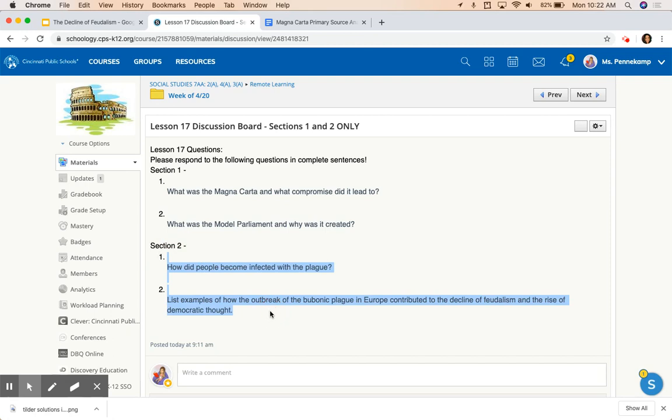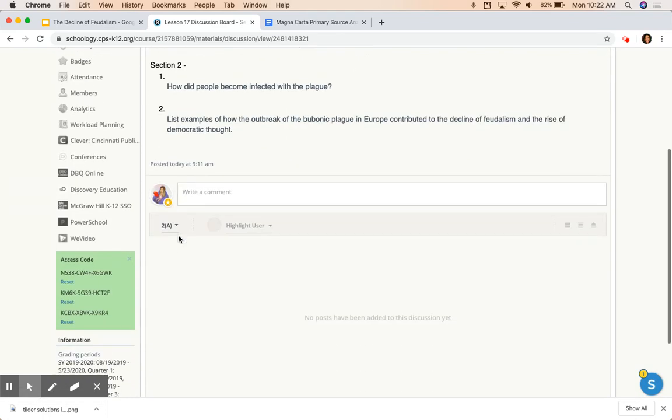Number 1, how did people become infected with the plague? And 2, list examples of how the outbreak of the bubonic plague in Europe contributed to the decline of feudalism and the rise of democratic thought. Please remember to put these in one post. I don't want 4 different posts for each individual question, and please make sure that you are using complete sentences when you are answering these questions below.